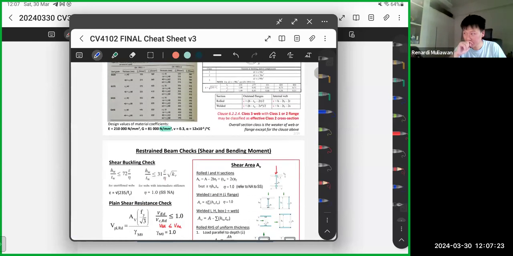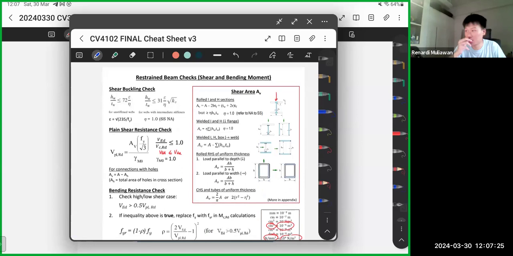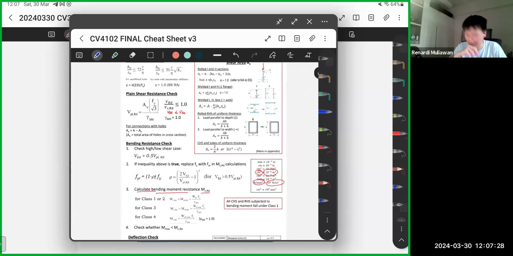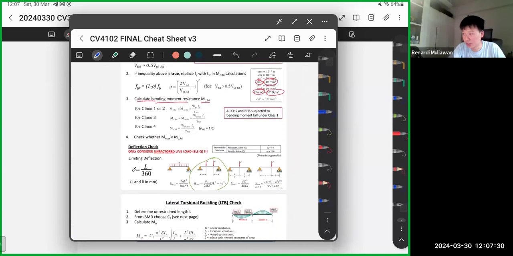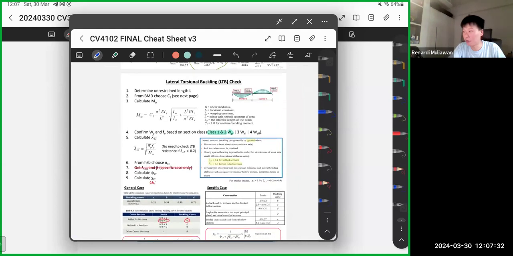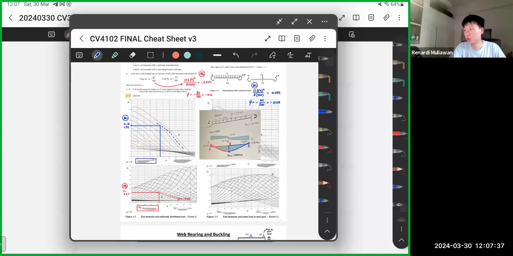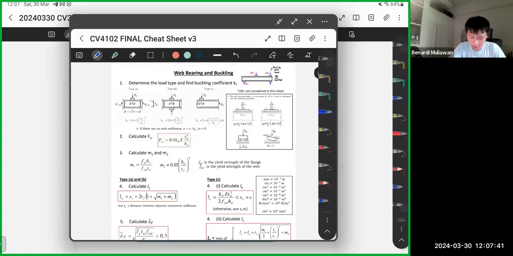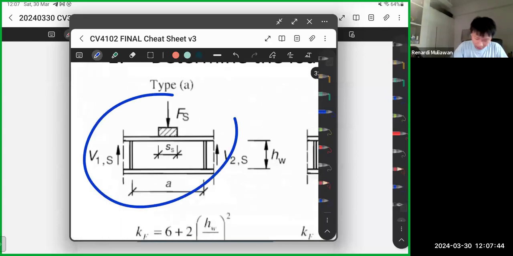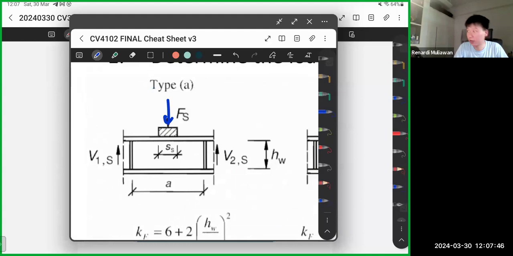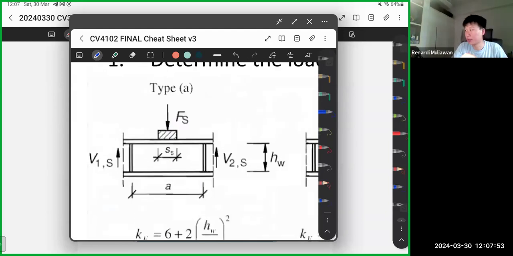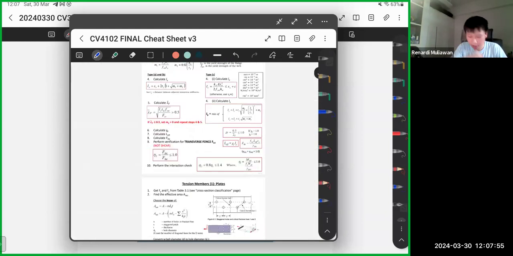So we've covered this. Restraint beam, the shear and bending. We have learned this. The bending resistance, shear resistance. LTB, we have covered this as well. Then this one is not covered in quiz 2 and quiz 1. This one is the web buckling check. So if you're having a concentrated force on a beam, how will it react? So this one is not covered yet, but it's in finals.